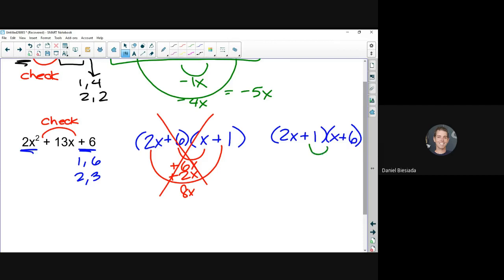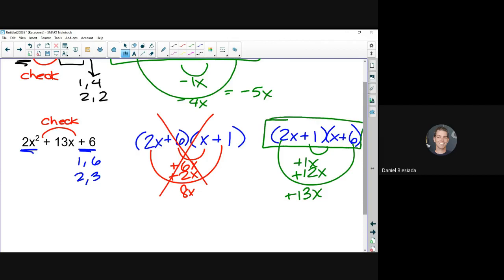For the check, we've got 1 times x for 1x. 2 times 6 gives me 12x. And 1 plus 12 is equal to 13. And what do you know? That is what the check was supposed to be. So it wasn't that I needed to switch 1 and 6. I just needed to switch their location. Our correct factorization was 2x plus 1 times x plus 6.